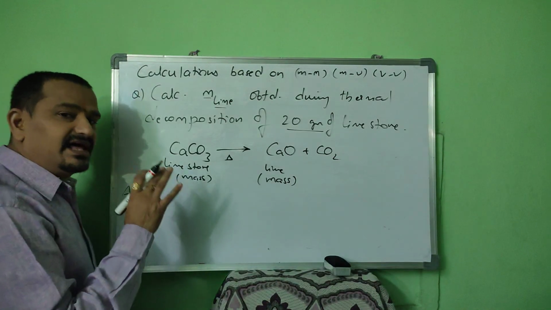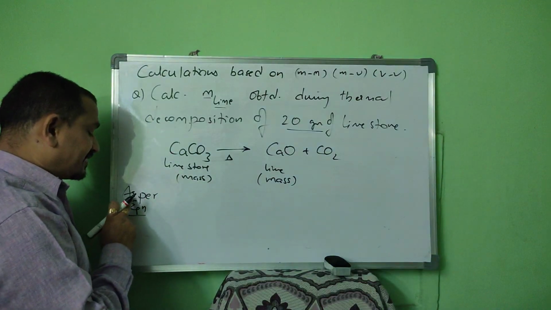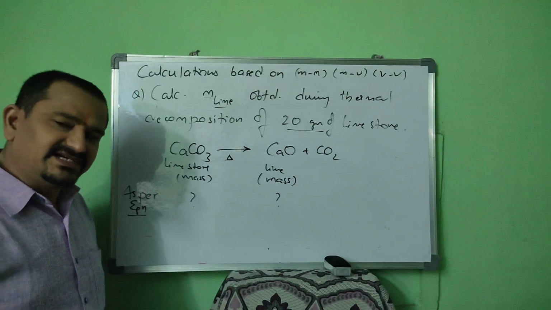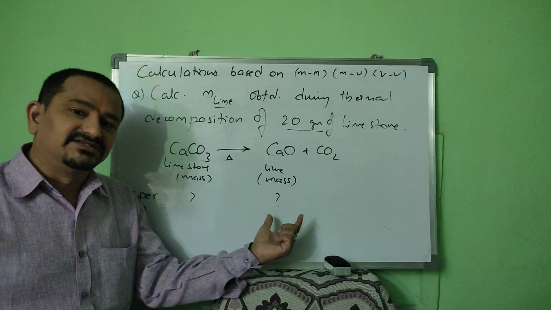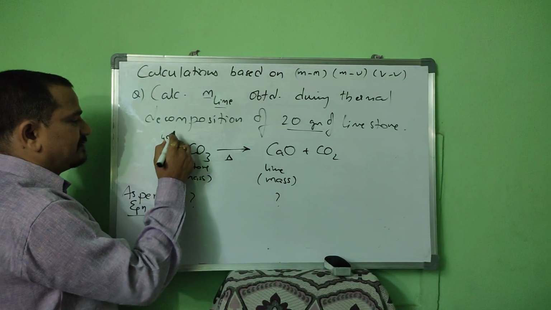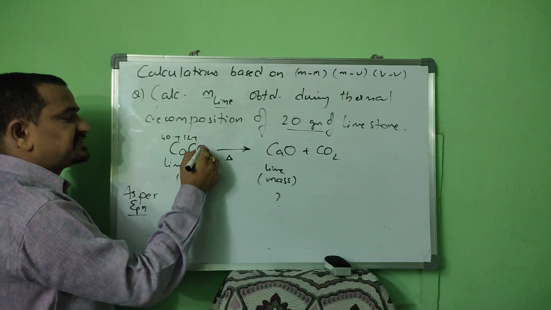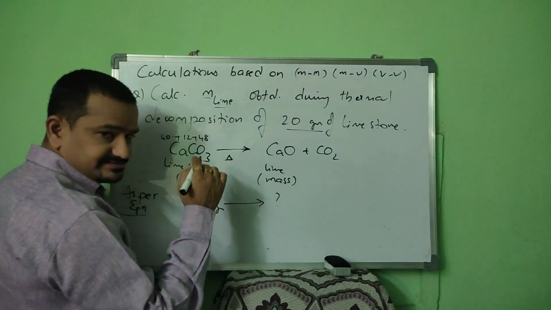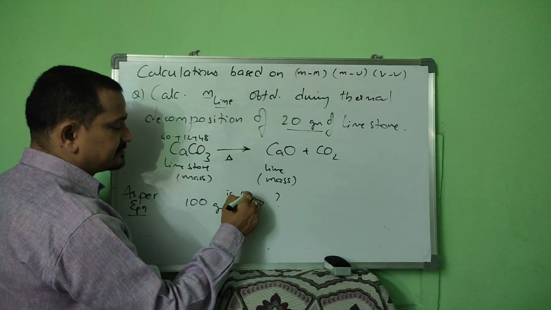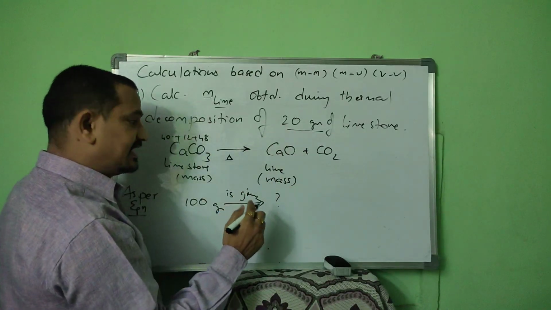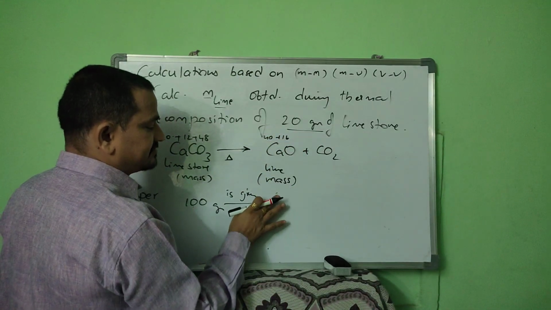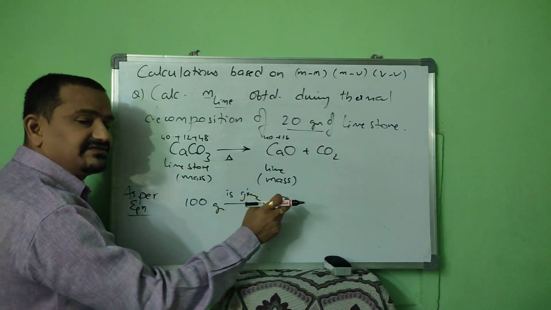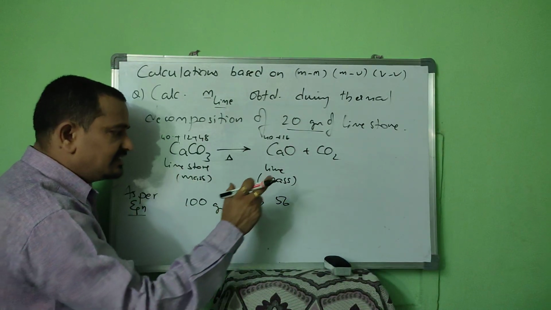As per the completely balanced equation, what mass is giving what mass? Find out. 1 mole of the substance is 40 plus 12 plus 16 into 3, which is 48. It is 100. 100 grams is giving what is the mass of this lime? 40 plus 16, 56. See, as per the completely balanced equation, 100 grams is giving 56 grams.